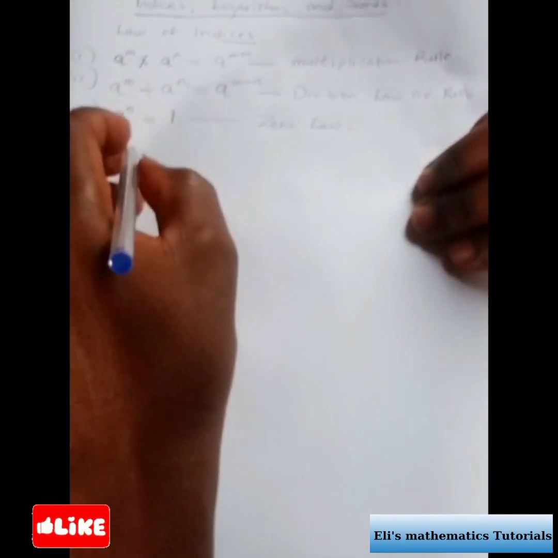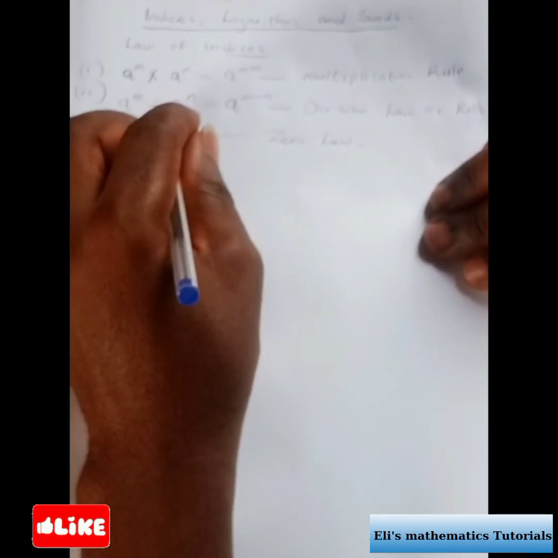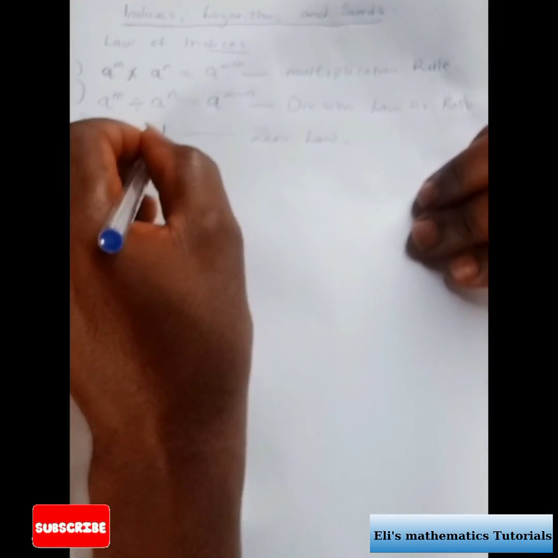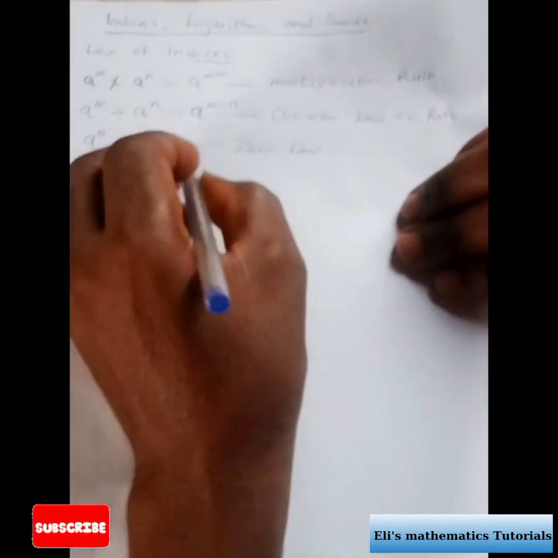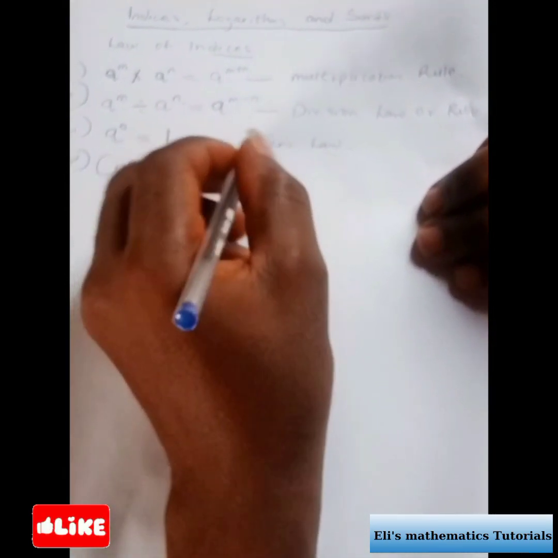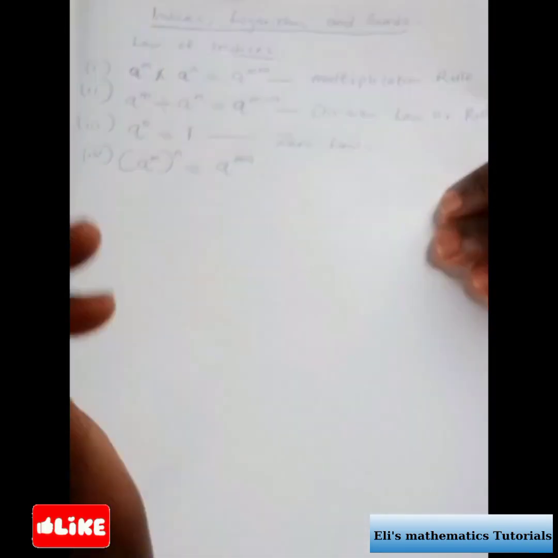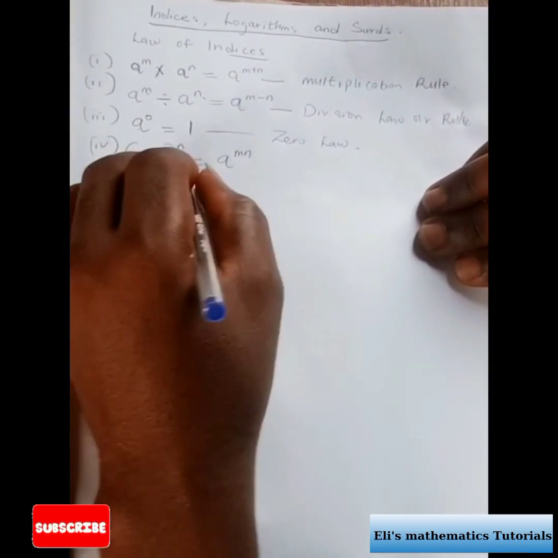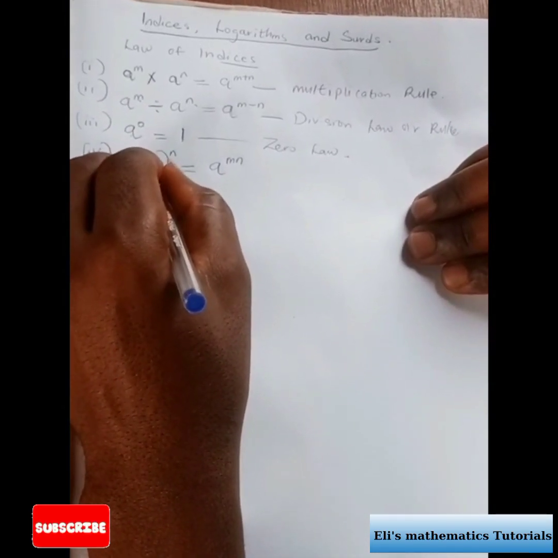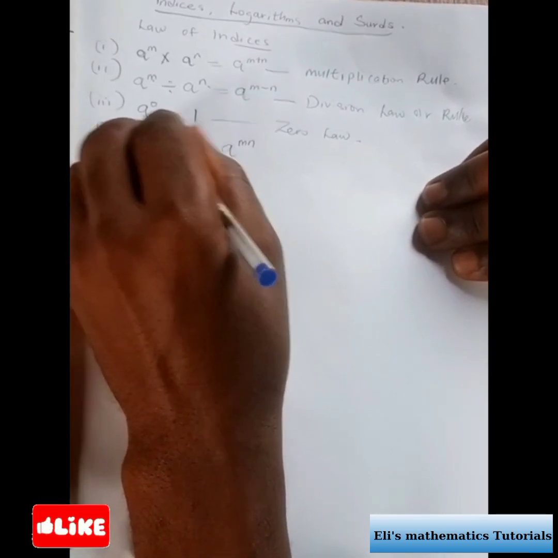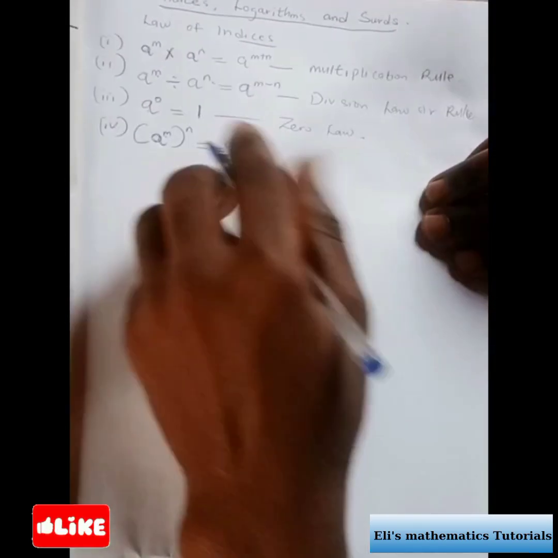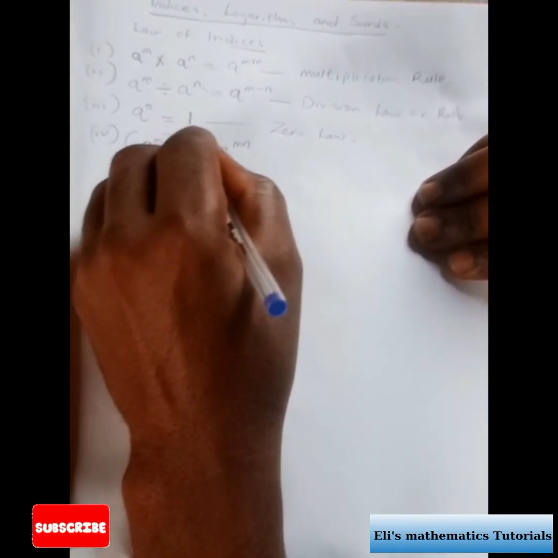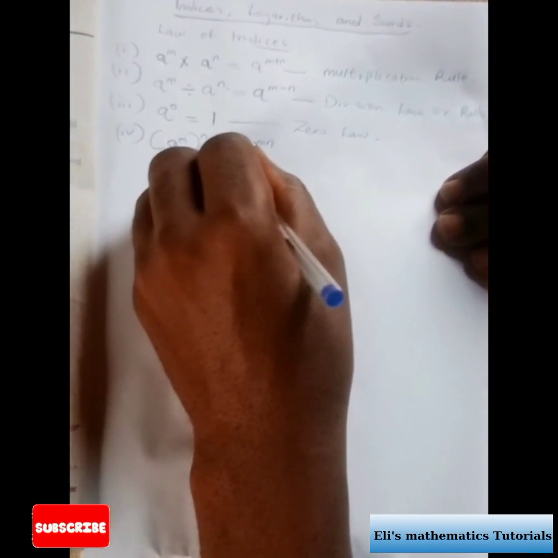And number 4, we have the bracket: a raised to power m, all raised to power n, is equal to a raised to power m times n. This one states that when you have a number raised to a power, in brackets, raised to another power, you pick the base and then you multiply these two powers together, m and n.